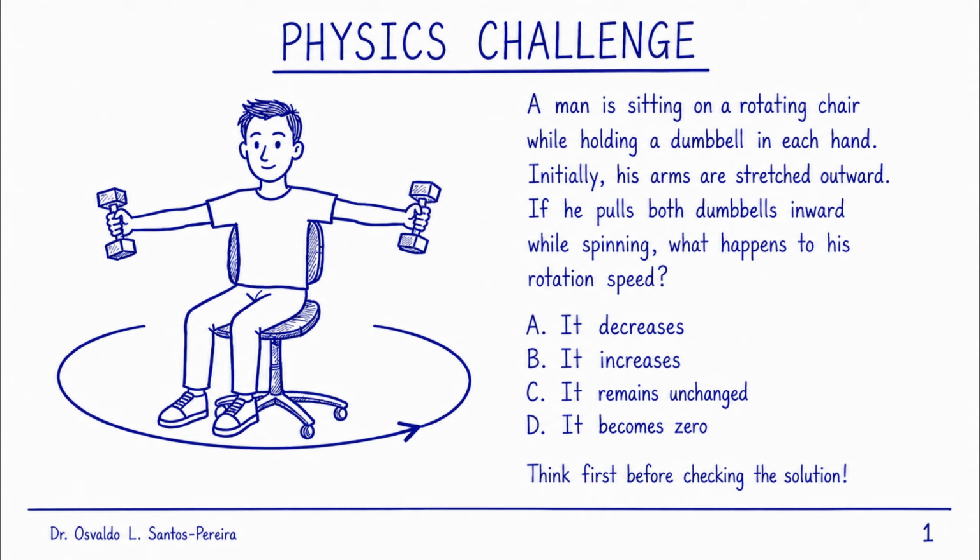A man is sitting on a rotating chair while holding a dumbbell in each hand. At first, his arms are fully extended, so the dumbbells are relatively far from the axis of rotation. Now imagine that, while the chair is spinning, he pulls both dumbbells inward toward his chest. What happens to his rotational speed?